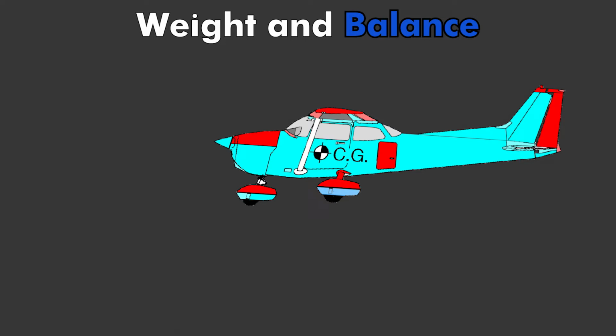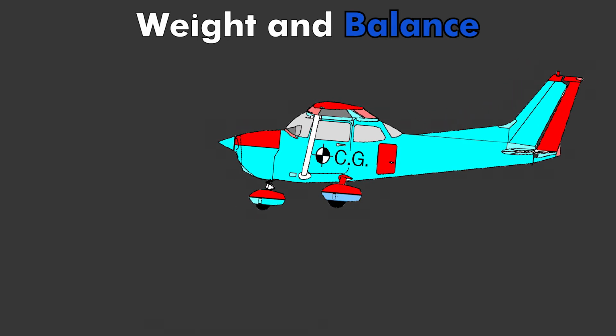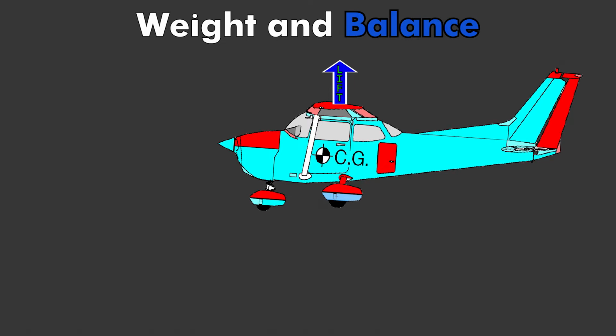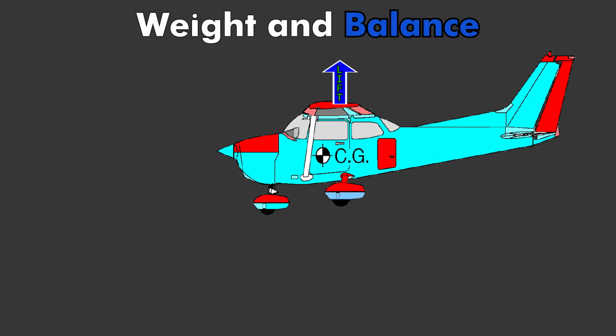Balance in weight and balance refers to the center of gravity location, and that's a point where the airplane would balance if suspended. It's also the point the airplane rotates around when you pitch, roll, or yaw. The center of gravity is usually located slightly forward of the center of lift. And that makes sense because it causes a slight nose-down tendency, and that helps at slow flights and high angles of attack. And during a stall, the airplane naturally wants to recover.